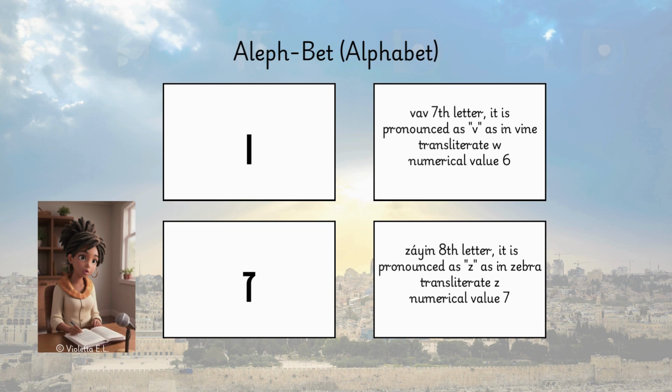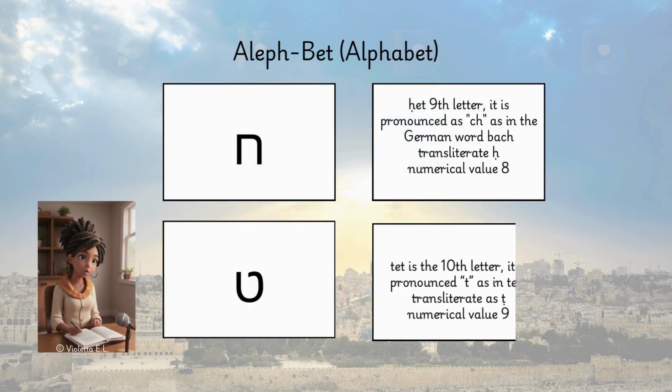Let's get started. Vav is the seventh letter. It's pronounced as a V as in vine, transliterates as a W. The numerical value is 6. Zayin is the eighth letter. It's pronounced as a Z as in zebra, transliterates as a Z. Its numerical value is 7.